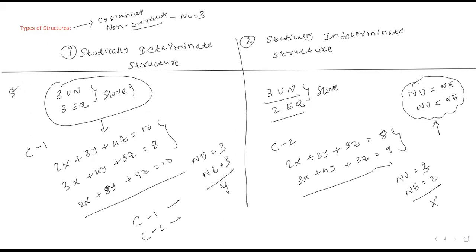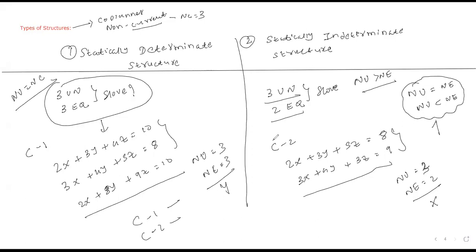My number of unknowns and number of equations are the same. Such a structure is known as a statically determinate structure. Here I write: number of unknowns equals number of conditions. That case we will call a statically determinate structure. But whenever the number of unknowns exceeds the number of equations, such a structure is known as a statically indeterminate structure. That's it. Clear here? Again, keep in mind, this is not an exact definition. This is a simple representation of statically determinate and indeterminate structures. Is it clear or not? Please confirm.